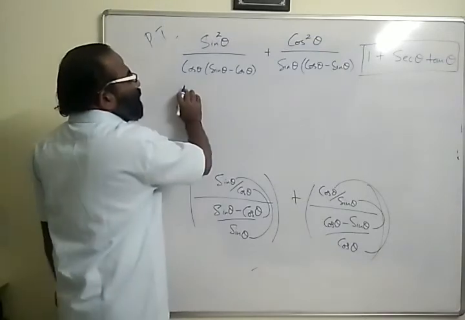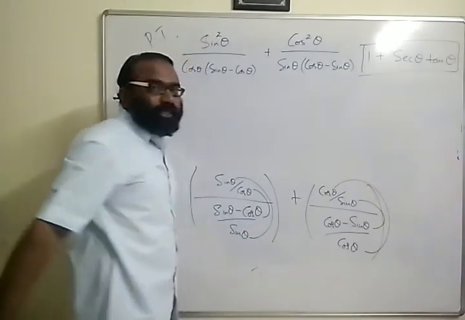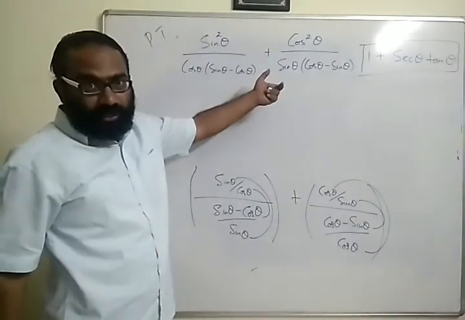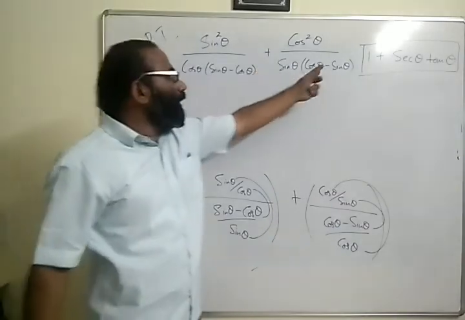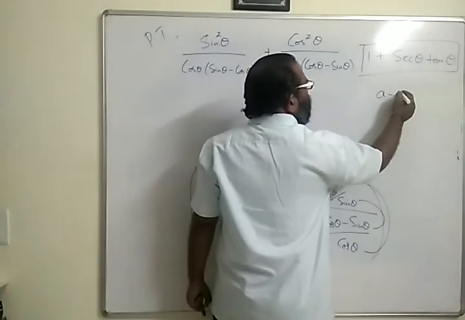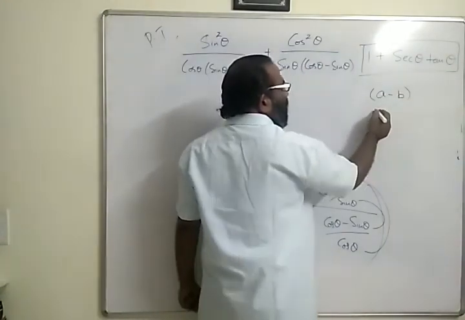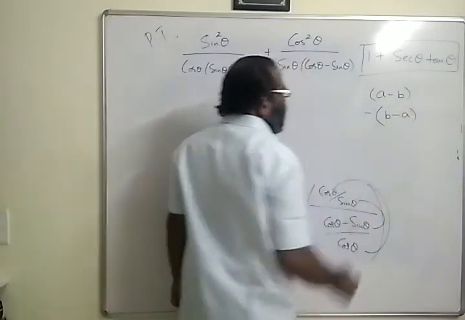Now we see here we have a sine theta minus cos theta, here I have a cos theta minus sine theta. If I want to make it sine theta minus cos theta, I have to take a minus out and write it as sine theta minus cos theta. It is just like this. Suppose a minus b is there, I want to write it as b minus a. So what do I do? I take a minus out and write it as b minus a.